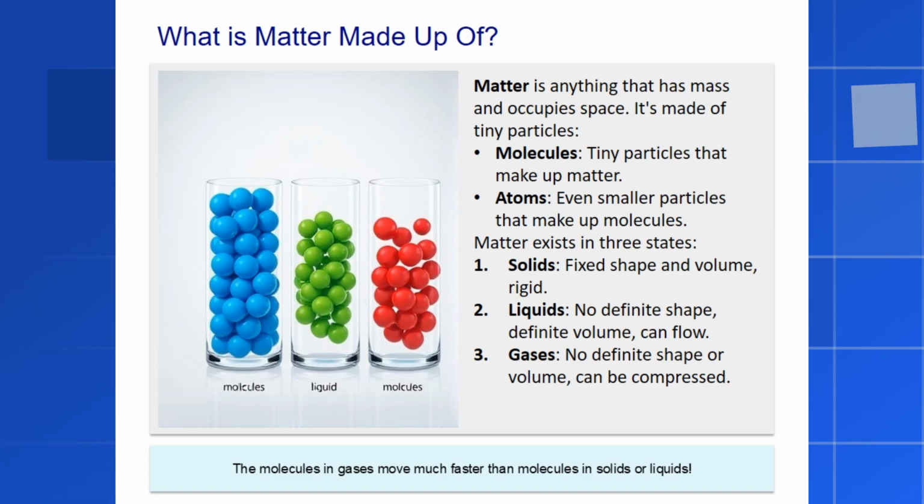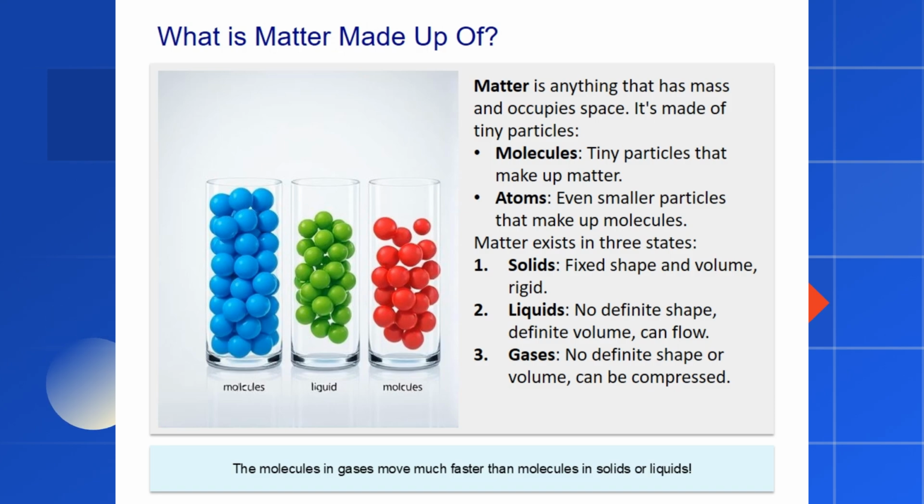First, we have solids, where molecules are arranged in a regular pattern, very close to each other, so they can't move much. This gives solids a fixed shape and volume, and makes them rigid, like a pencil or a kettle. Next, there are liquids, where molecules are loosely packed and not in a regular pattern. These molecules can move freely, allowing liquids to flow and be poured, like water or juice. They have a definite volume, but no definite shape.